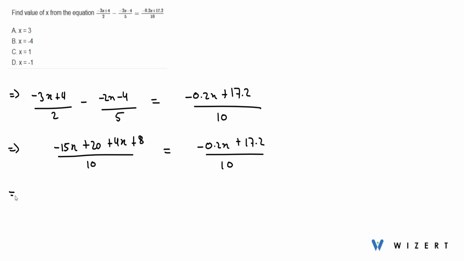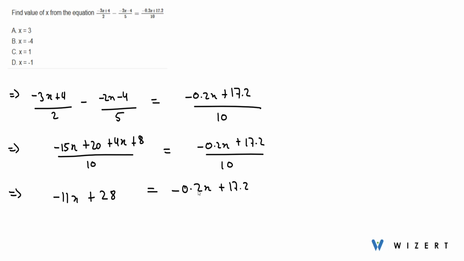In the next step what we are going to do is multiply both sides of the equality by 10. So it will become minus of 15x plus 4x will give us minus of 11x, and 20 plus 8 will become 28, which will be equals minus of 0.2x plus 17.2.